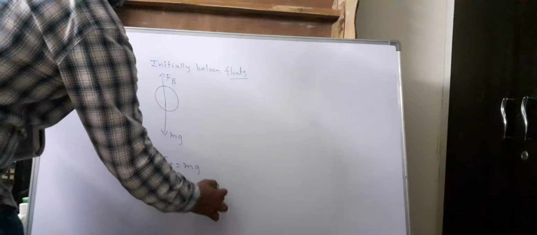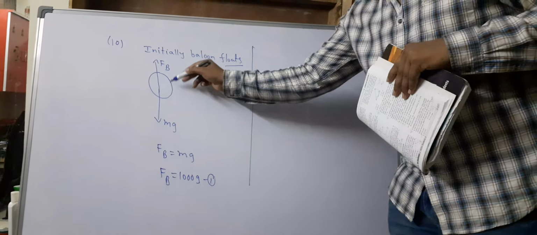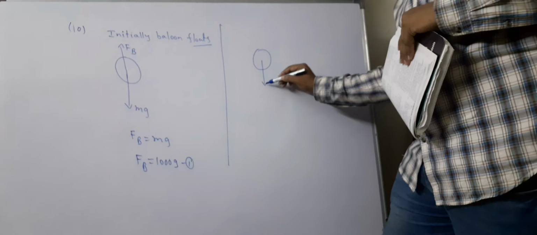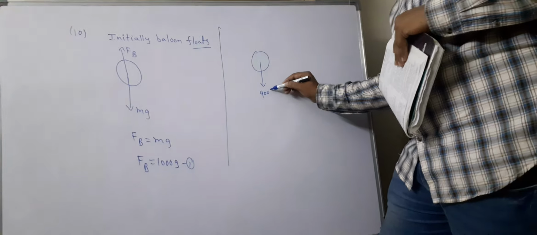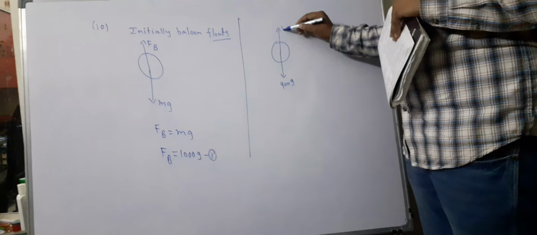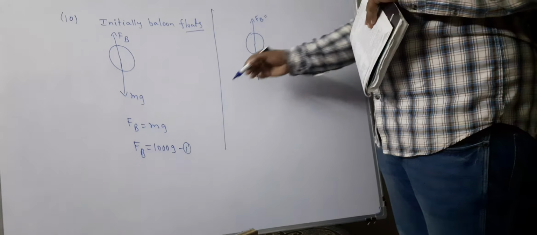Here, the mass of the balloon is given as 1000 kg. So this is the force of buoyancy value, 1000 g. The next keyword in the problem: 100 kg of air is removed from the balloon. 100 kg removed, the remaining is 900 kg. Weight is mg, 900 g. The force of buoyancy acts upward. What is the force of buoyancy value? 1000 g.